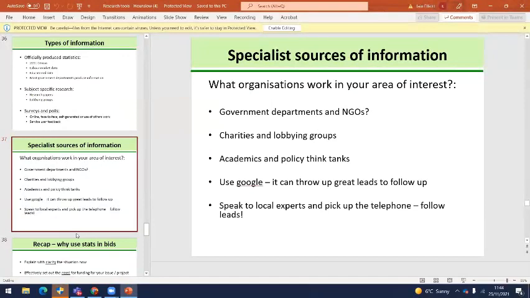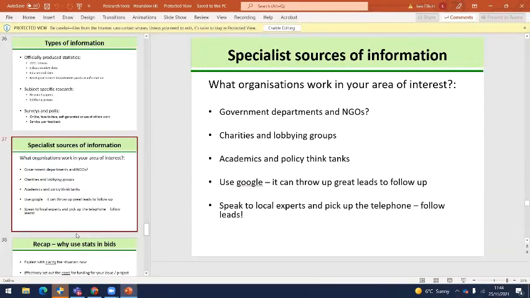So what organisations work in your area of interest? Possibly NGOs, charities, lobbying groups, academics and policy think tanks. Use Google, but obviously be aware of where the information is coming from.